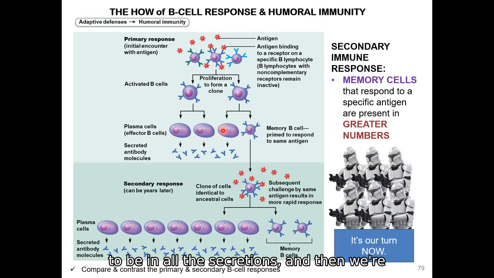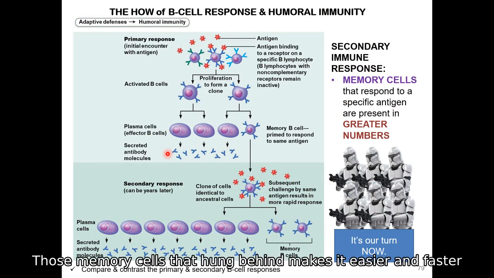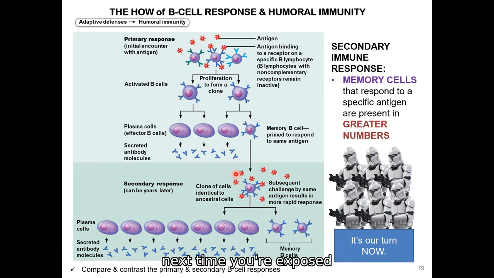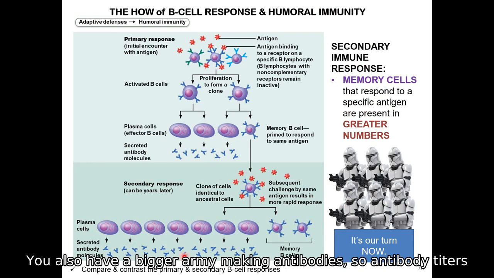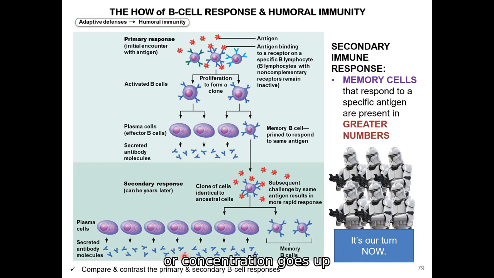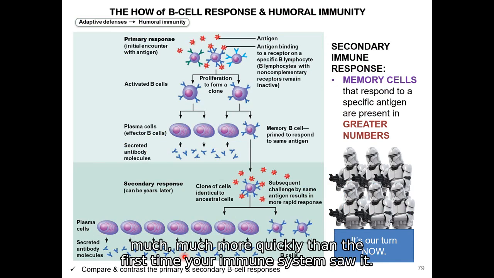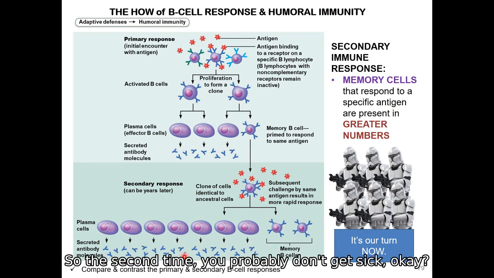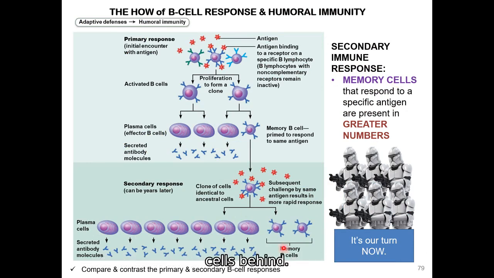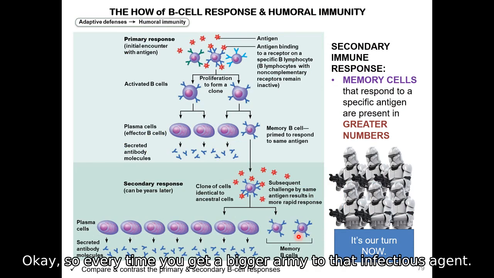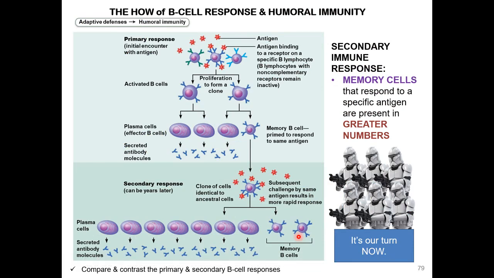Antibodies are going to be made, they're going to be in all of the secretions, and then we're going to eliminate that infection. Okay? Those memory cells that hung behind make it easier and faster next time you're exposed to the same thing. Okay? You have a bigger army. So that matchup or activation occurs much more quickly. You also have a bigger army making antibodies, so antibody titers or concentration goes up much, much more quickly than the first time your immune system saw it. So the second time, you probably don't get sick. Okay, so that's when the memory cells are recruited, and then they will also leave more memory cells behind. So every time you get a bigger army to that infectious agent.